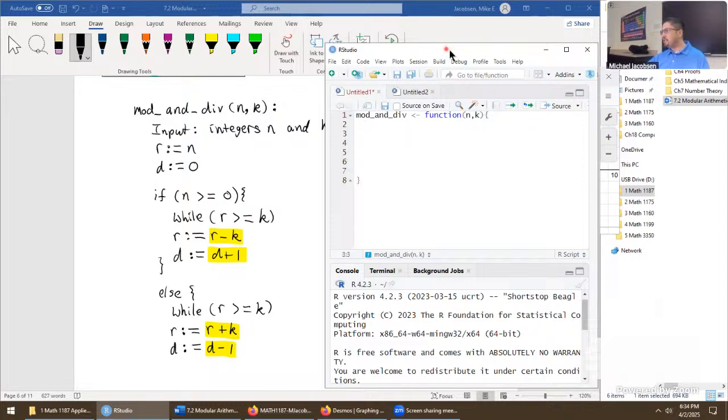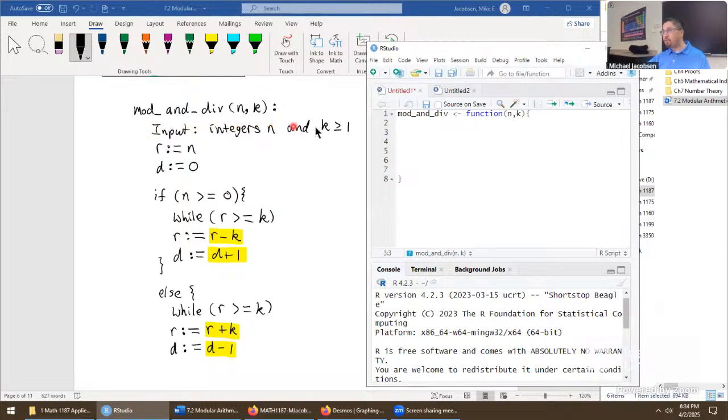Now, what should we do next? Well, we don't need to write in this part at all. This feels more like a comment, but we kind of captured it in spirit when we said that. That's telling us those are the inputs. We need to do the initializing. So let's set and initialize R gets n, D gets 0. So that's the initializing phase of this. Next, it's going to be the if-else structure.